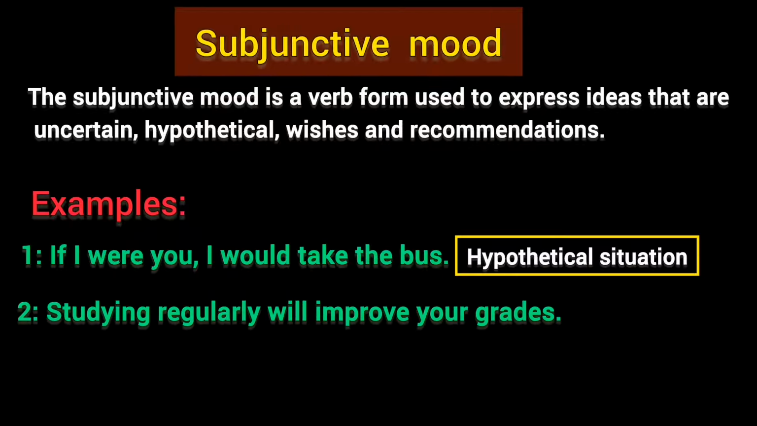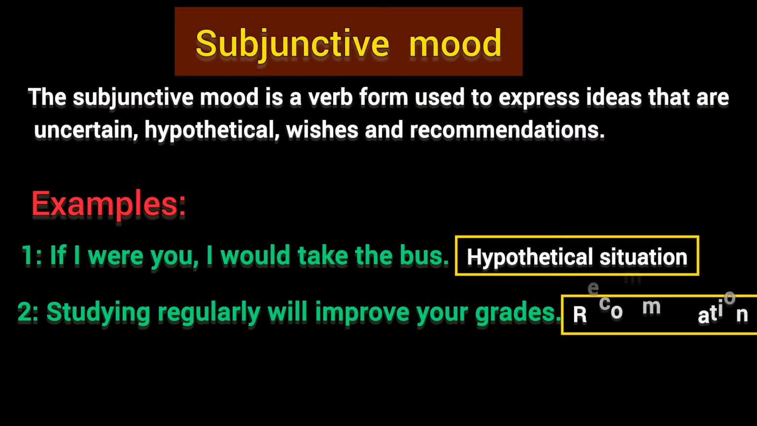Studying regularly will improve your grades. This is another example of a subjunctive mood of a verb which shows a recommendation. Basically, this statement suggests that studying regularly is a good idea because it leads to improved grades. You can see this is called a subjunctive mood.